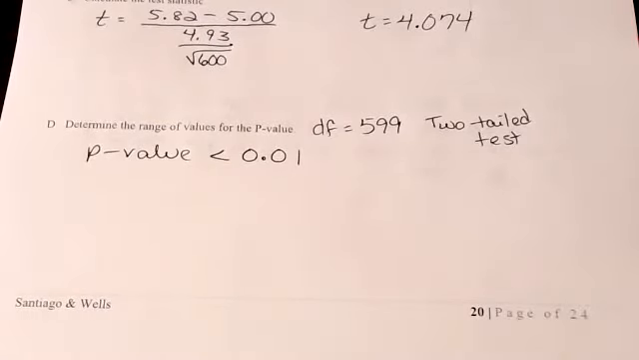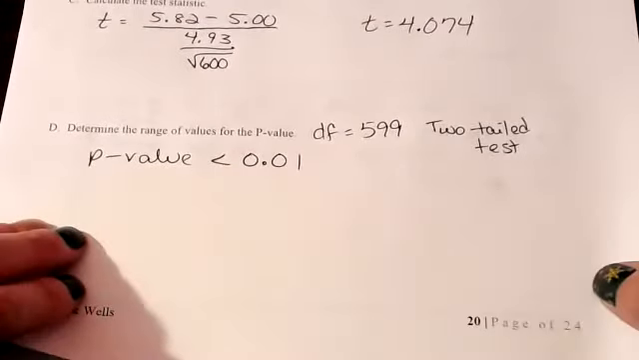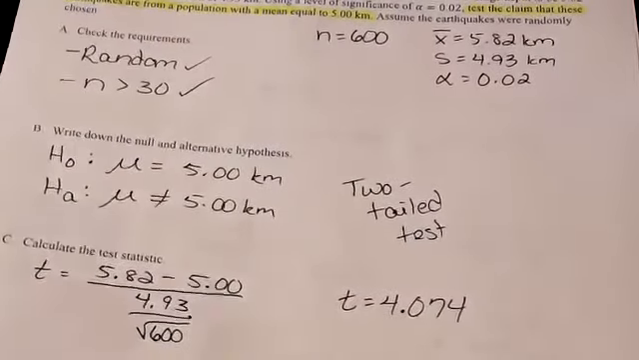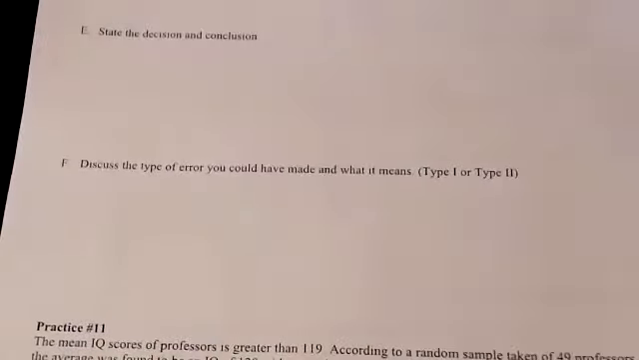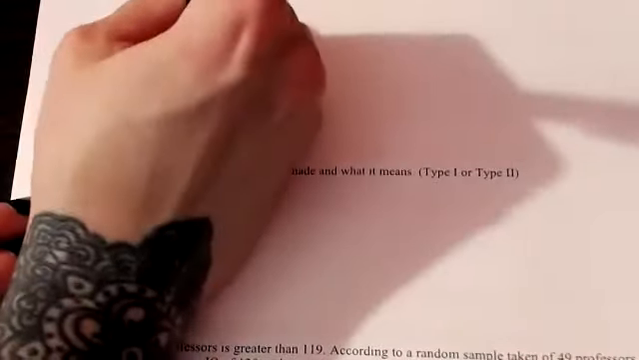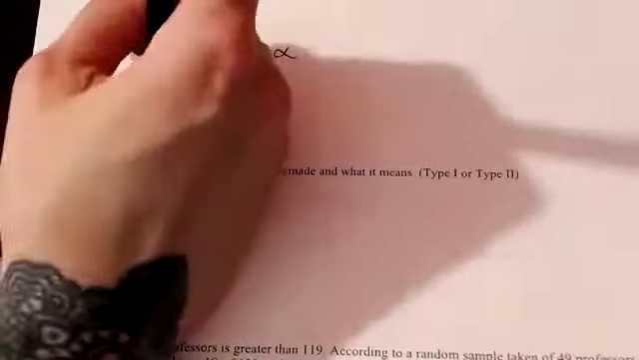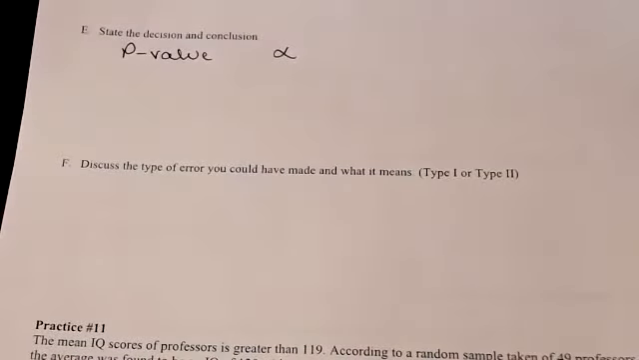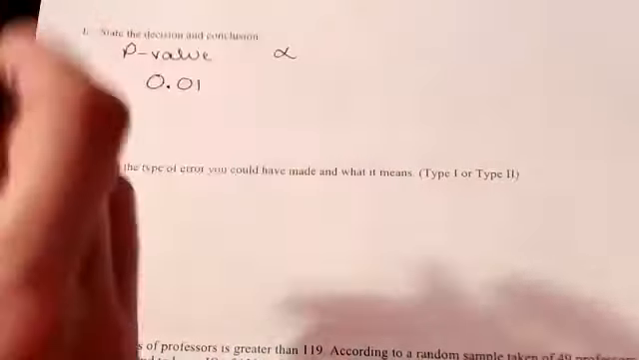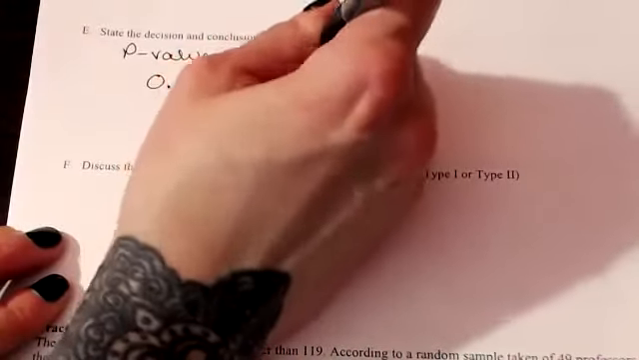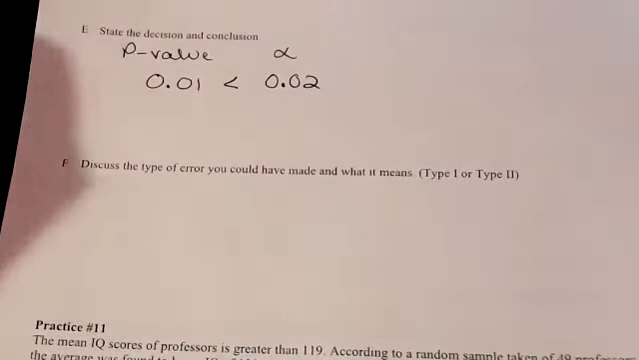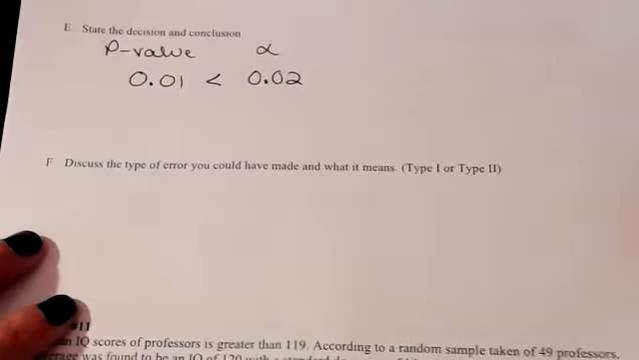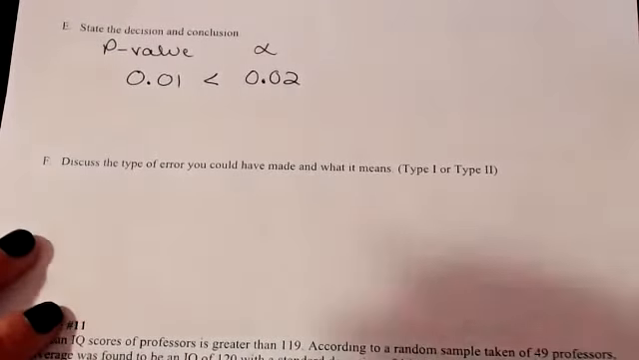0.01. We are now ready to compare the p-value with our alpha. As a reminder, our alpha was 0.02. So we are ready to state our decision and conclusion. Compare your p-value with your alpha. Your p-value, notice, was a value less than 0.01, so we can write 0.01 as the upper bound. Our alpha is 0.02. Right away, we see that our p-value is less than our alpha. So we can say, all right, let's reject the null.